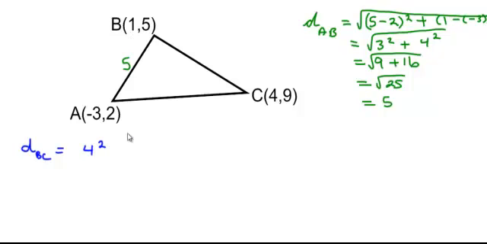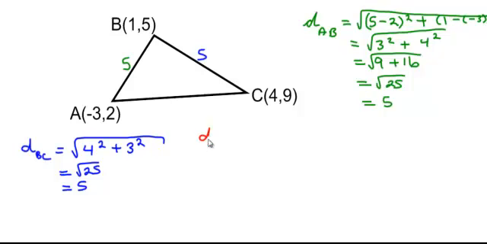4 take away 1 is 3, and I have to square that. Take my square root, and notice it's the same thing that I've got over here. So that's going to be 16 plus 9, which is the root of 25, which again is 5 units long. Put that on my picture.